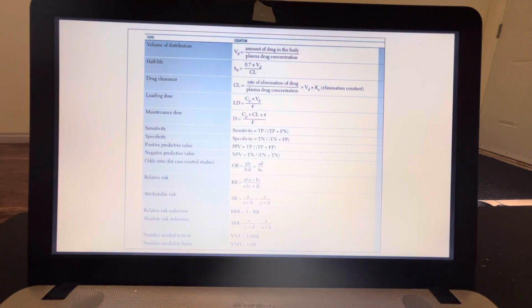So this one is all the formulas. If you want, you can take a screenshot. Some of them are in pharmacology. For sensitivity, specificity, these are the formulas which you should remember.